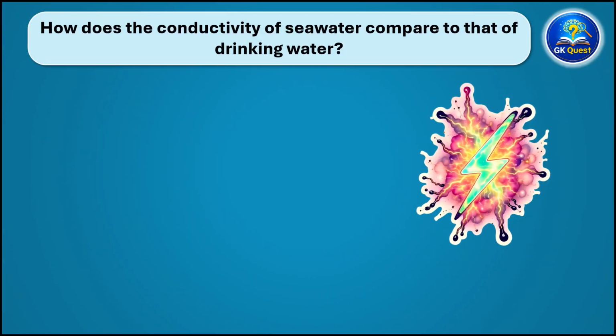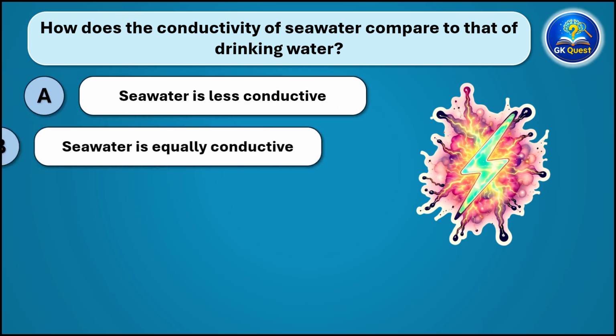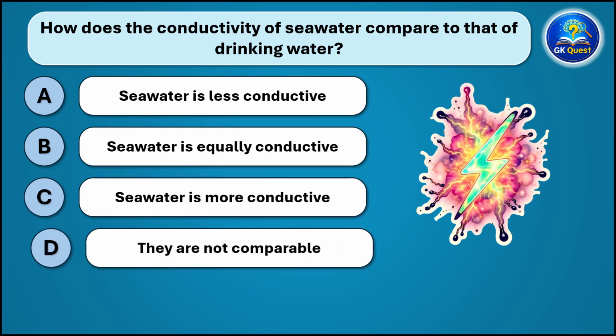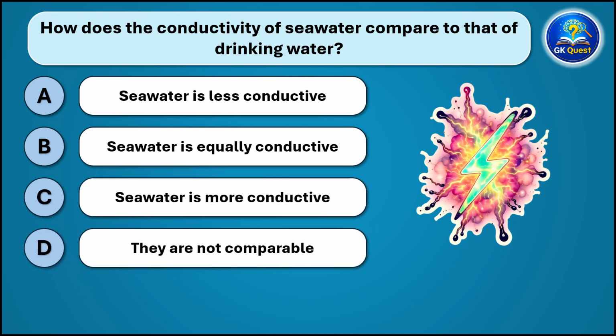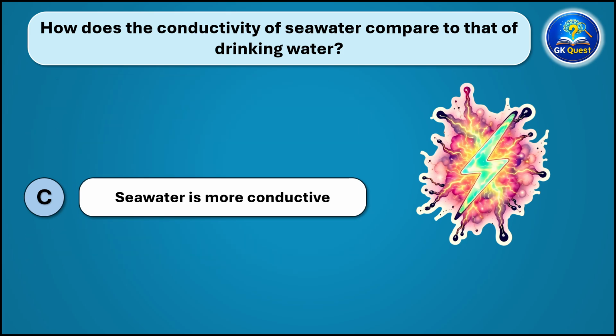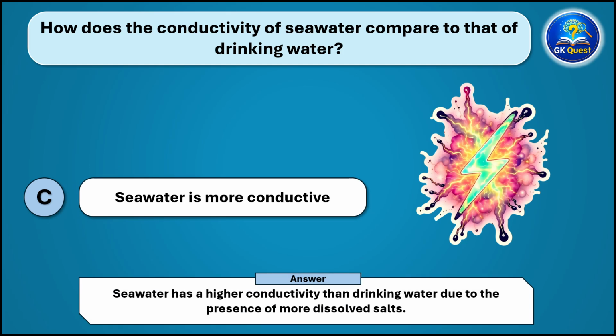How does the conductivity of seawater compare to that of drinking water? And the correct answer is seawater has a higher conductivity than drinking water due to the presence of more dissolved salts.